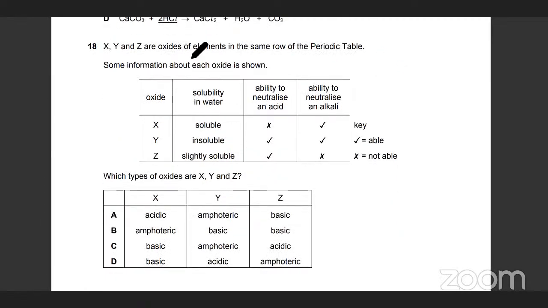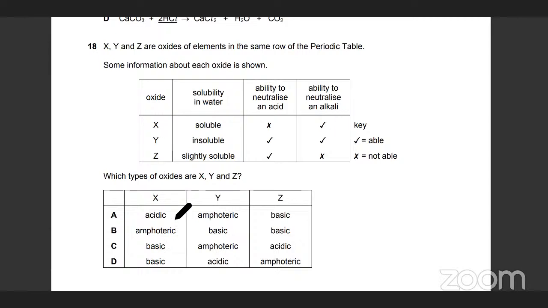As a pair, you've got X, Y, and Z are oxides of elements in the same row of the periodic table. Some information about each oxide is shown. So, ability to neutralize an acid. अच्छा, ये alkali को neutralize कर रहा है. So is it acidic or basic? The first one. Acidic. ठीक है, it can only neutralize an alkali if it's acidic.